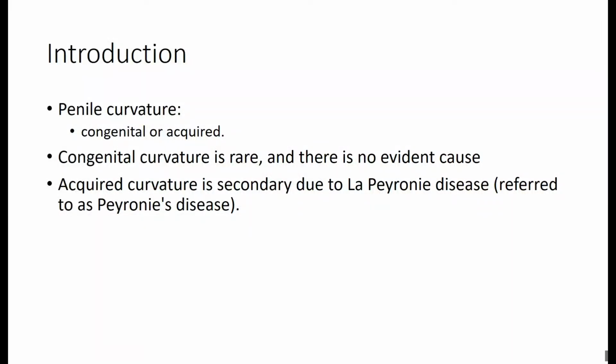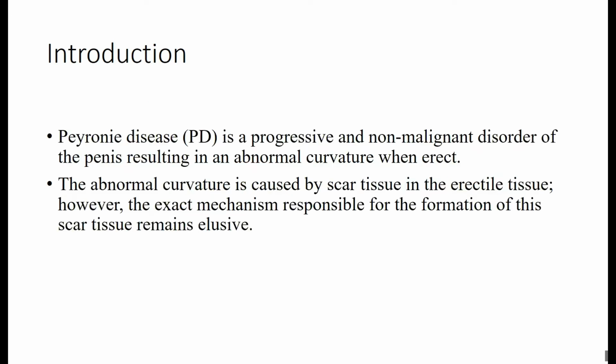Introduction. Penile curvature may be congenital or acquired. Congenital curvature is rare and there is no evident cause. Acquired curvature is secondary to Peyronie's disease. Peyronie's disease is a progressive and non-malignant disorder of the penis resulting in an abnormal curvature when erect. The abnormal curvature is caused by scar tissue in the erectile tissue. However, the exact mechanism responsible for the formation of this scar tissue remains elusive.